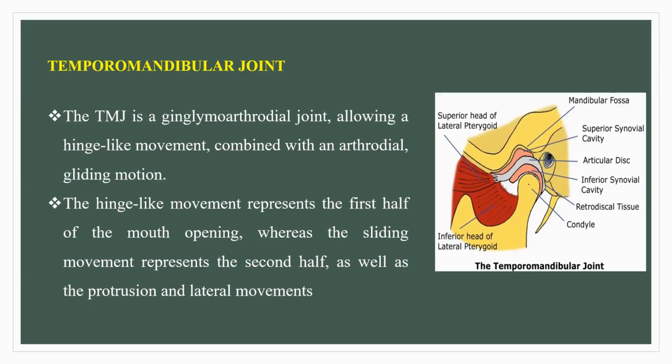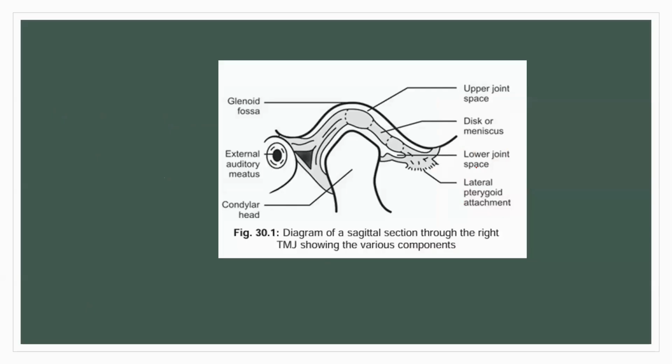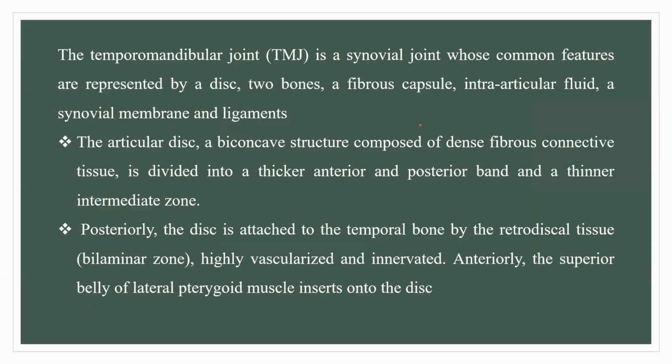So coming to this picture, this is your condyle. This will be your articular disc, inferior and superior synovial cavity, glenoid fossa, and articular eminence. Moving on, we'll get a clearer picture. This is a more clear version of what we were talking about. This will be your condyle, and this is your articular disc. This is your glenoid fossa, and this is your articular eminence. So that is how it moves.